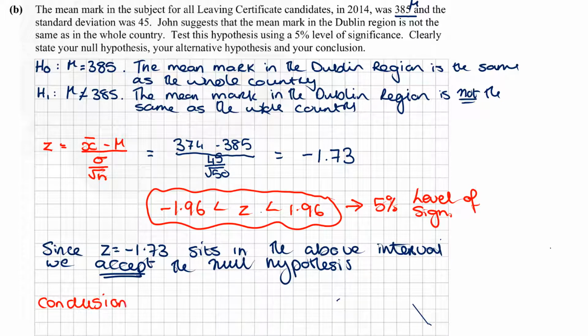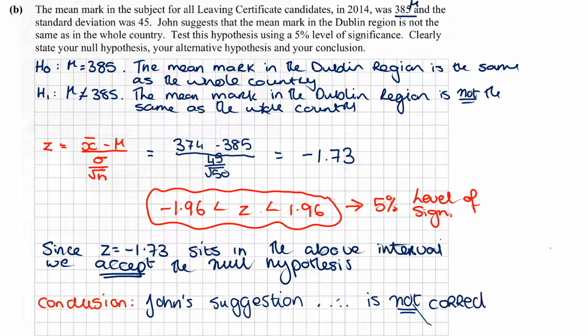And our conclusion is important, especially here. So we've accepted the null hypothesis, so the mean mark in the Dublin region is the same as the whole country. However, we will have to conclude that John's suggestion, and you can fill it in, I'm just saving time now, not filling it in. You say his suggestion that the mean mark in the Dublin region is not the same as the whole country, we would say is not correct. So we link it back to what John says. So what we've been told, or what is being suggested in the question, or what is being claimed in the question, does not necessarily link to that null hypothesis.